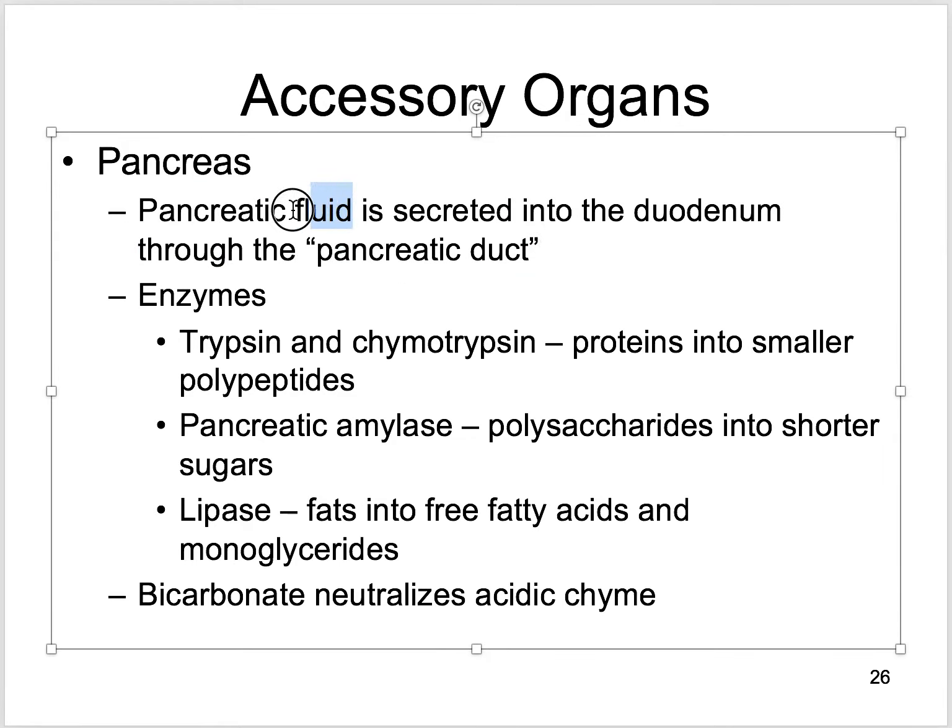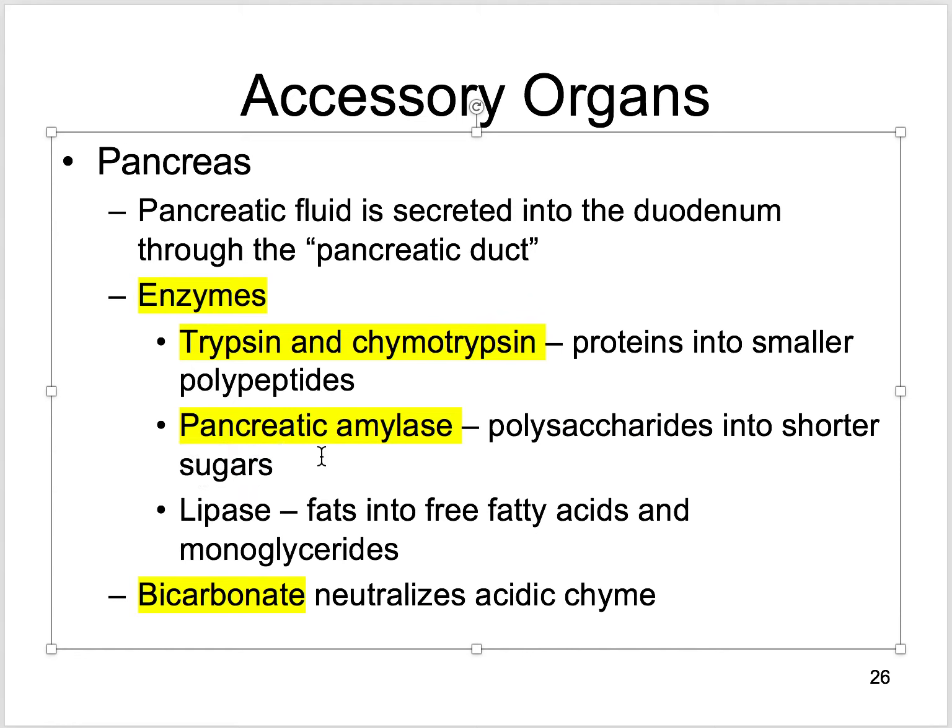It produces pancreatic fluid, which is made up of enzymes and our bicarbonate buffer. So the enzymes that make it up include trypsin and chymotrypsin. These are proteins, or they are proteins. They're enzymes that help break down certain types of proteins. So trypsin and chymotrypsin are made up by the pancreas. We have pancreatic amylase. If you think back to salivary amylase, it helped us break down sugars. Pancreatic amylase, same thing. It helps us break down polysaccharides into shorter sugars.